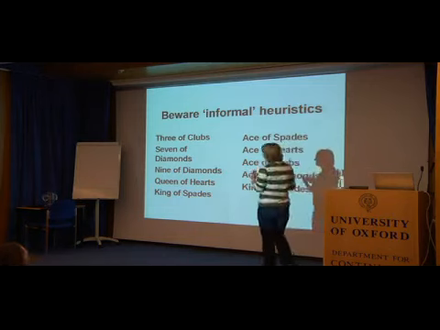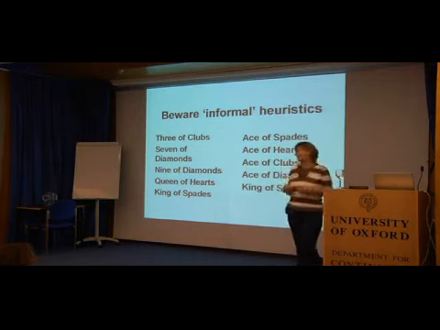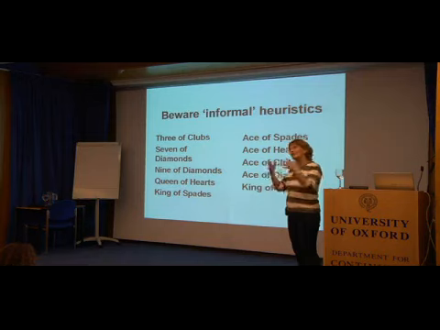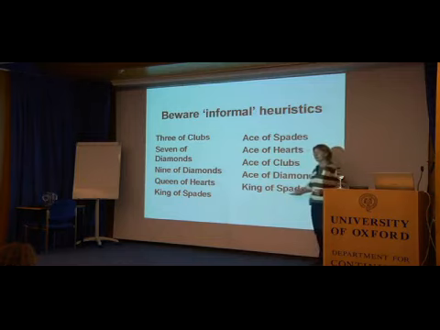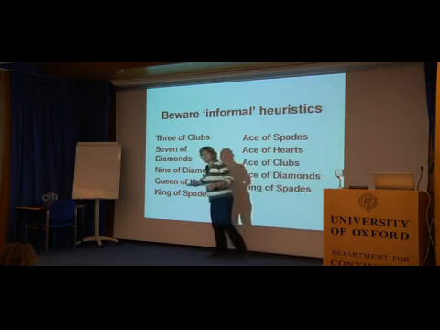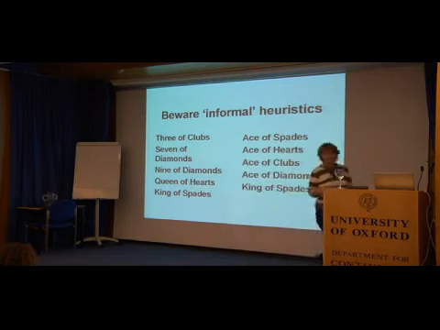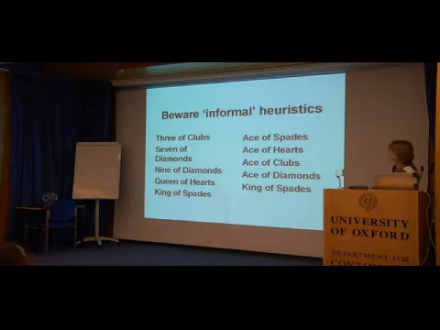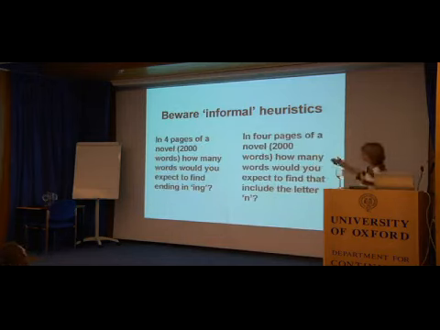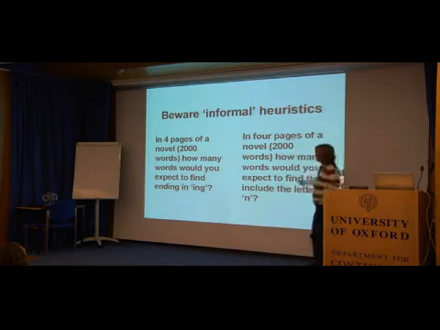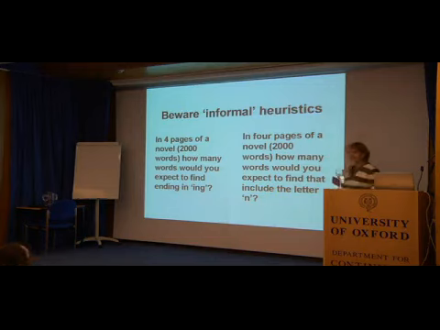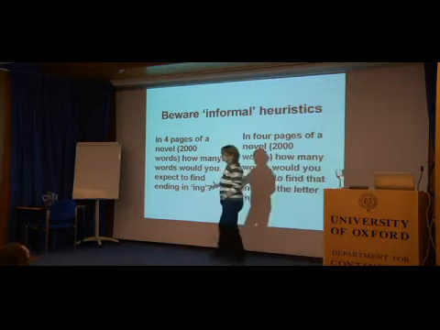Okay, so if an inductive generalization is based on an informal claim like this, in my experience, hands like this never come up, therefore this one is much less likely than that one, then you should be very wary of the generalization. And here's another one, and I expect you're all going to be clever enough to get this too. In four pages of a novel, how many words would you expect to find ending in ing? And in four pages of a novel, how many words would you expect to find that include the letter N? Would you expect that to be larger than that, or vice versa?